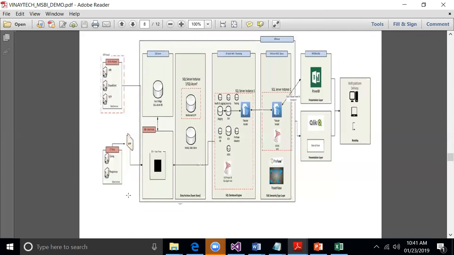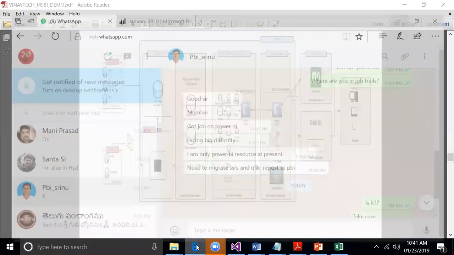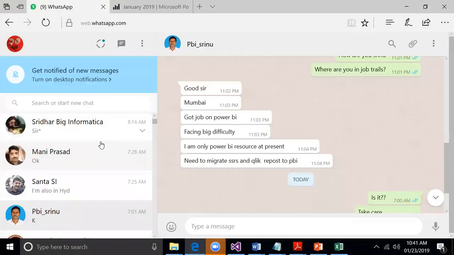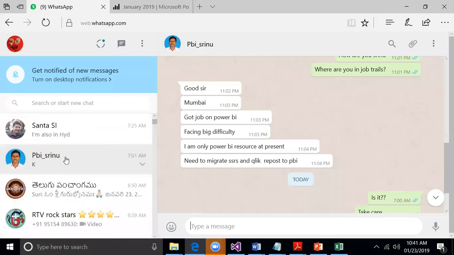And last night, I asked him, how is your job and where are you working? See his reply. He is a candidate. This is WhatsApp. So, good sir, in Mumbai I got a job yesterday night and I'm facing a big difficulty in Power BI. I am the only Power BI resource at present and need to migrate SSRS and QlikView reports to Power BI. So many projects are like that only.